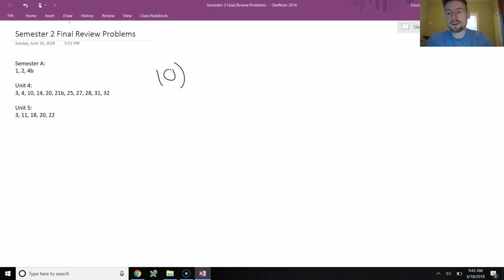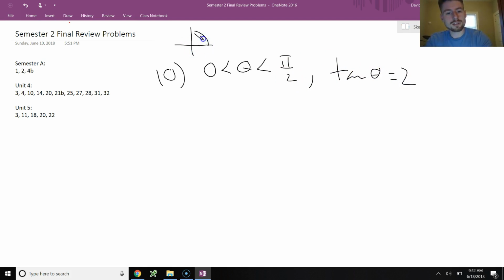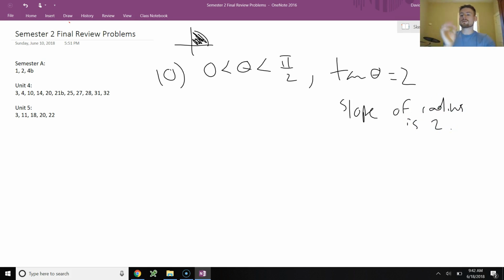Okay, question 10 is asking for evaluating cosine and sine, given what tangent of the angle is and what quadrant the angle is in. So if the angle is between 0 and pi over 2 and tan of the angle is 2, we're living in quadrant 1, because we're greater than 0 and smaller than pi over 2, which is 90 degrees. And this is telling us that the slope of the radius is 2. Just reminding you that tangent is equal to slope.